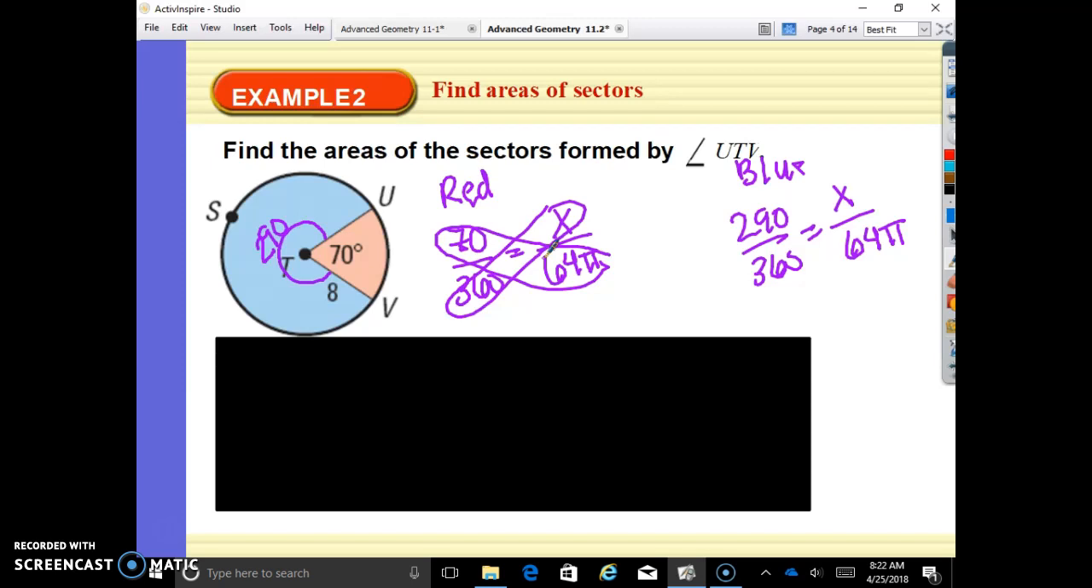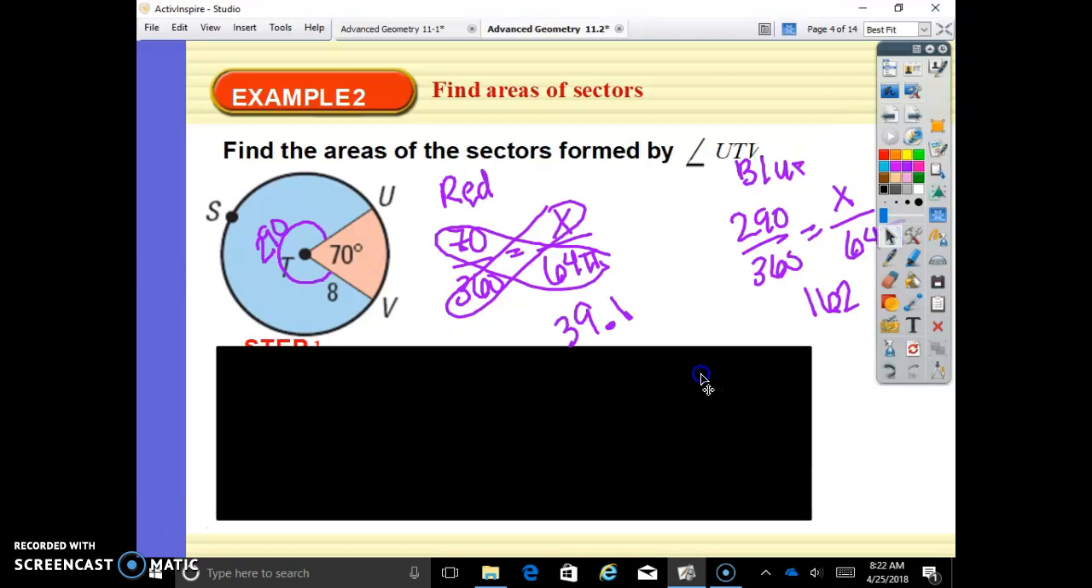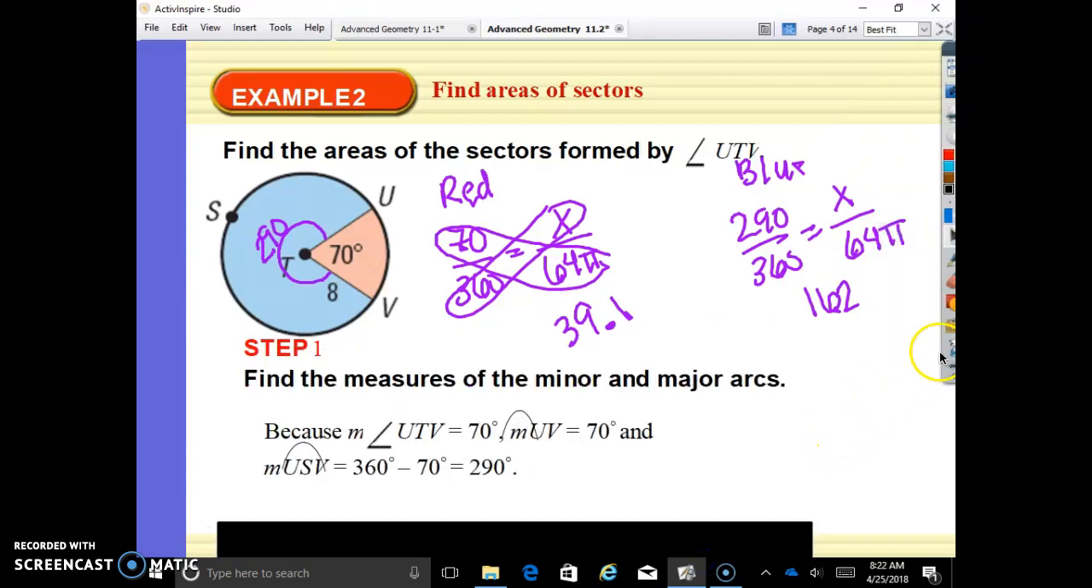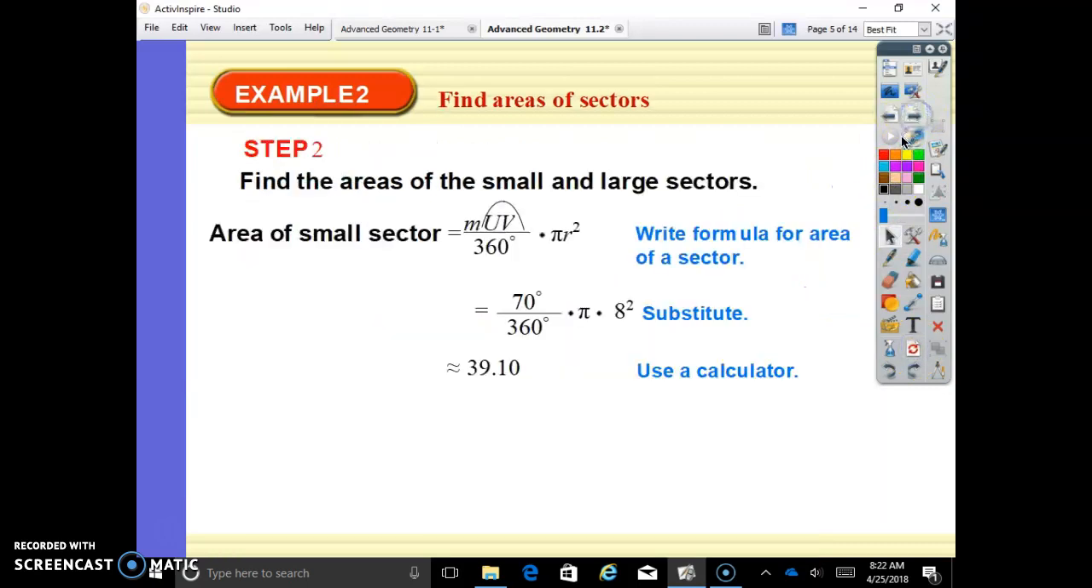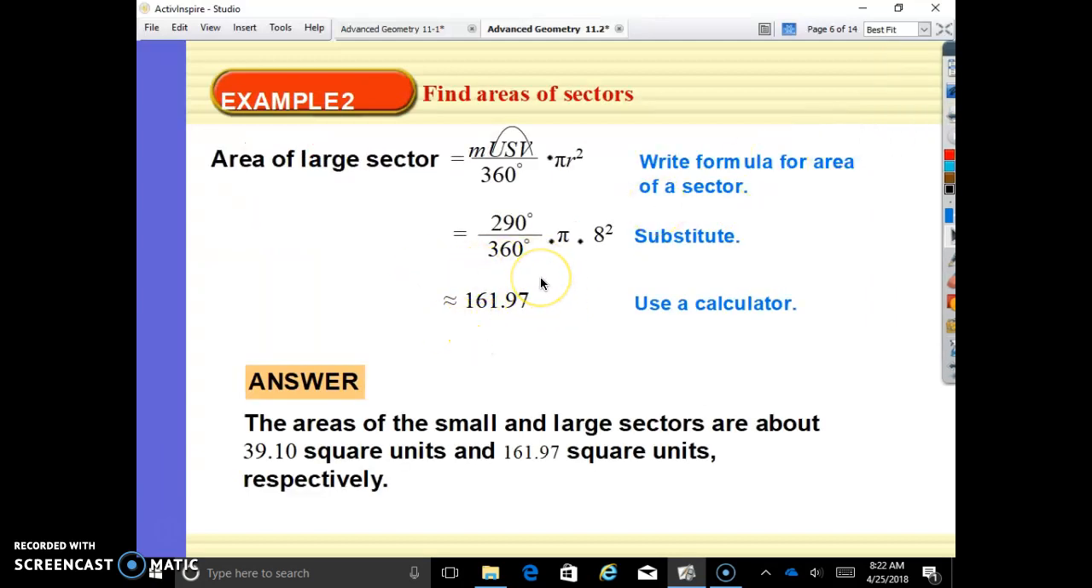64 times pi equals, times 70 equals, divided by 360 equals, and for the red area I got 39.1. And for the blue, I'm going to do 64 times pi equals, times 290 equals, divided by 360 equals, and I got 161.966, so 162. So 39.1 and 162. They rounded to two decimal places in this one. 161.96655, so 161.97.